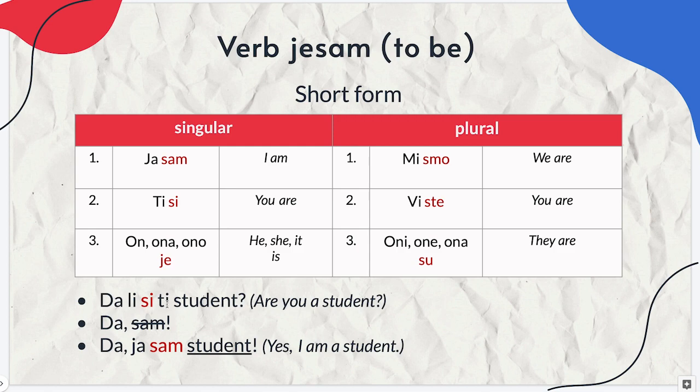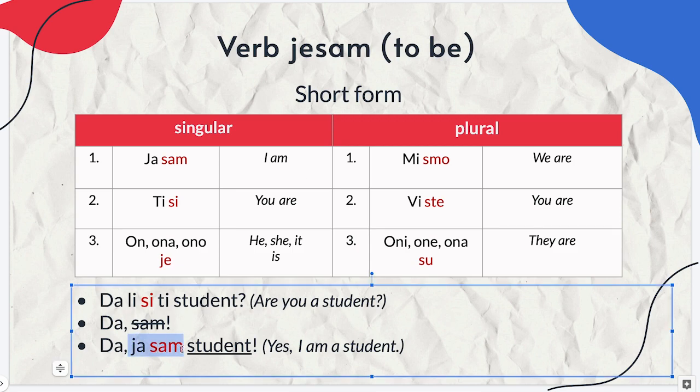Here is an example. Da li si ti student? And the answer to that, da, ja sam student. So there are a couple of things here to know. You should use it for now with a personal pronoun, ja, ti, and so on. We call this a subject of a sentence, a person or a thing that is performing an action, or which is in some kind of state.